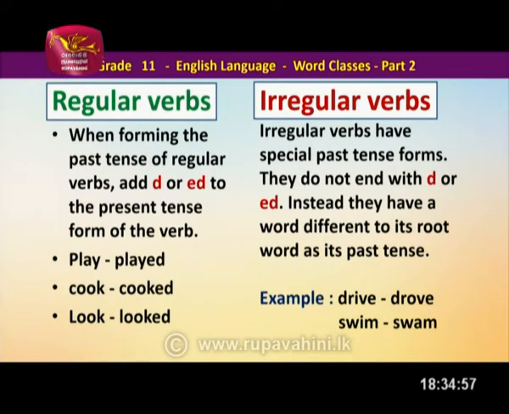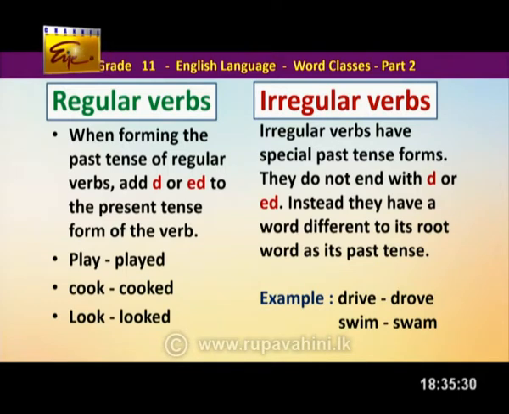Also, when you take the verb dance, D-A-N-C-E, just add a D there. That becomes danced. That is the past form. So, these are regular verbs. When forming the past tense of regular verbs, add D or ed to the present tense form of the verb. To the root verb, to the root word, you are adding ed or d. Those are regular verbs. Now, what are irregular verbs?